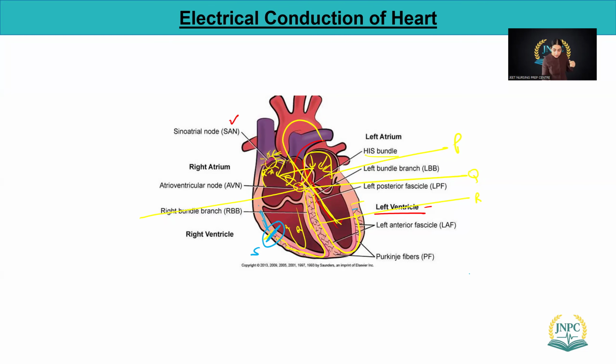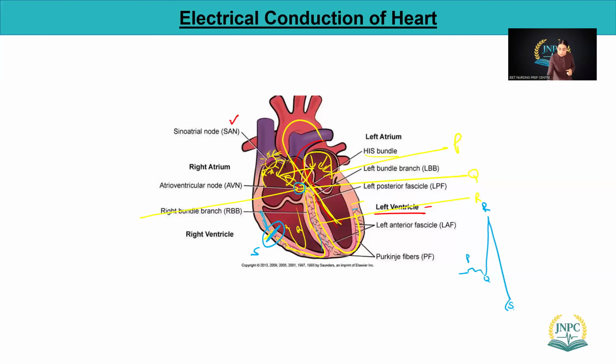So now we can make a relation. P was forming when the SA node was firing. We had the P wave, and then a slight deflection, and that's when your AV node was active, the AV node was firing. So that time we had the Q wave, and then this had to go down and cover a lot of area. So now this is the time when the R wave is forming. And in QRS, S is the final push.